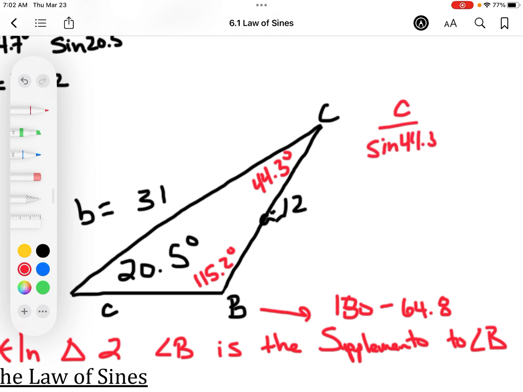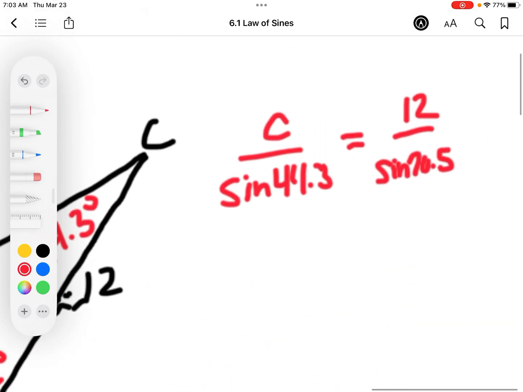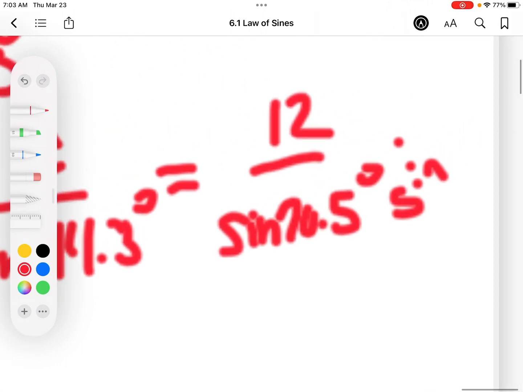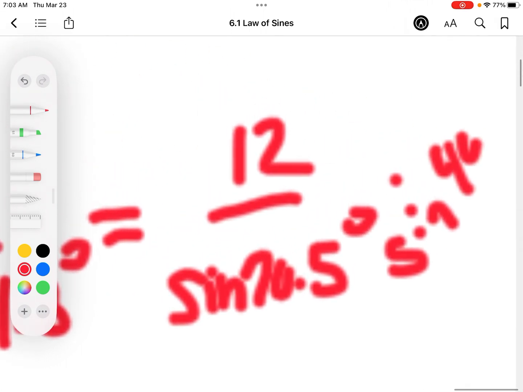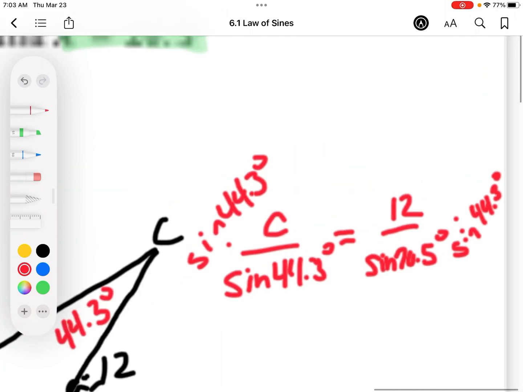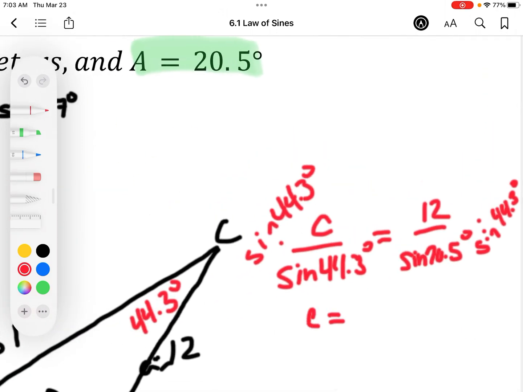And now to find side C. C is to the sine of 44.3 as 12 is to the sine of 20.5. And we'll multiply each side by the sine of 44.3 degrees. And the length for C that we end up getting is 23.9.